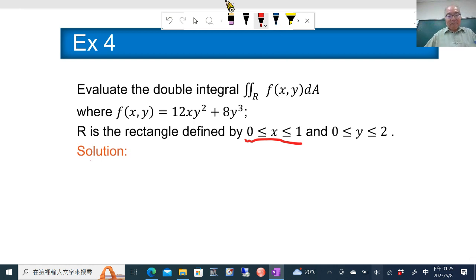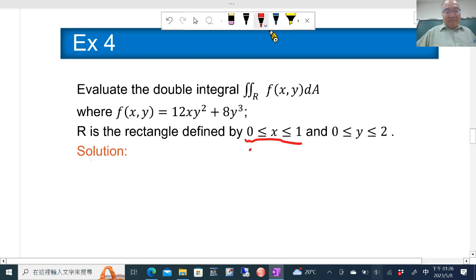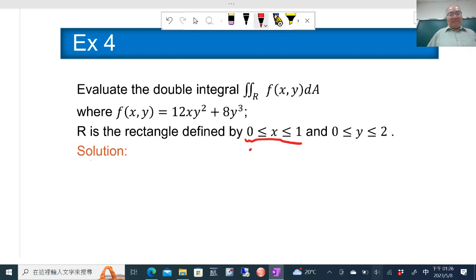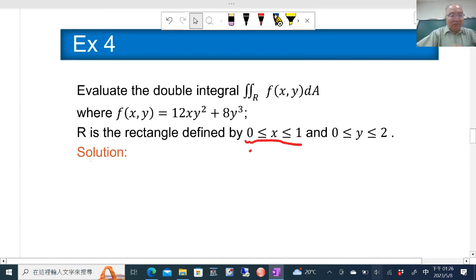Oops, what happened? I couldn't change it. Well, anyway, I cannot change color, so I'm going to use red color all the time.